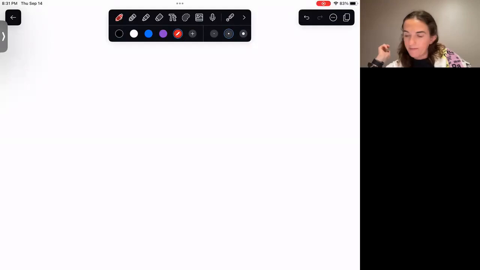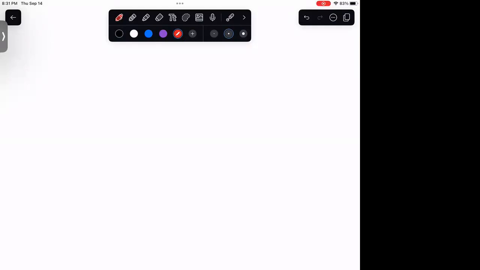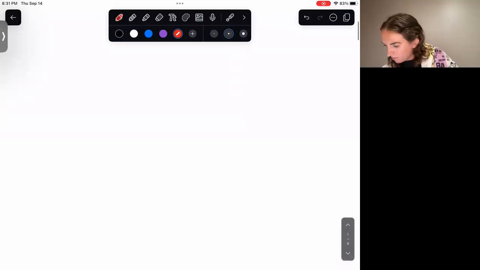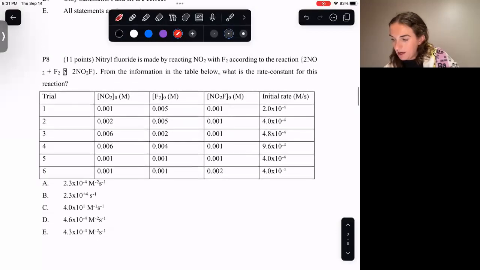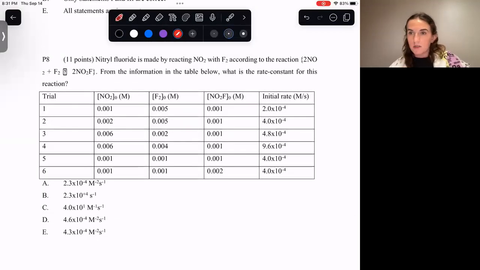Can you specifically go over, I think it was number 8 from the sample exam? From the practice exam? Yep, so it's going to be this one here. This one is very similar to just finding the order of a reaction.